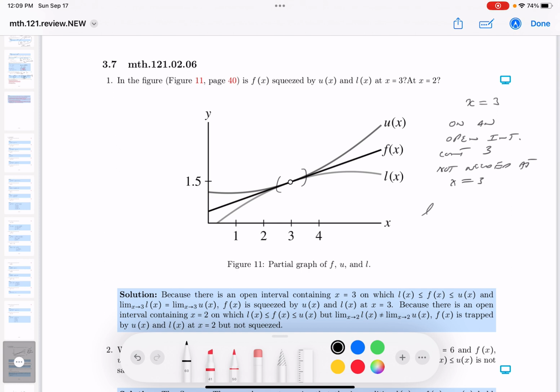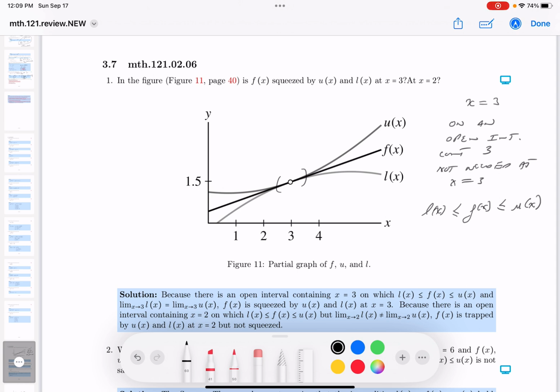I notice that L of x, and again, this does not need to be true at 3, is less than or equal to f of x, is less than or equal to u of x. All right, that's certainly on some open interval containing the number 3, that's true. And it doesn't have to be true at 3. I notice there's a hole there, so I'm not even concerned about that. What else do I notice?